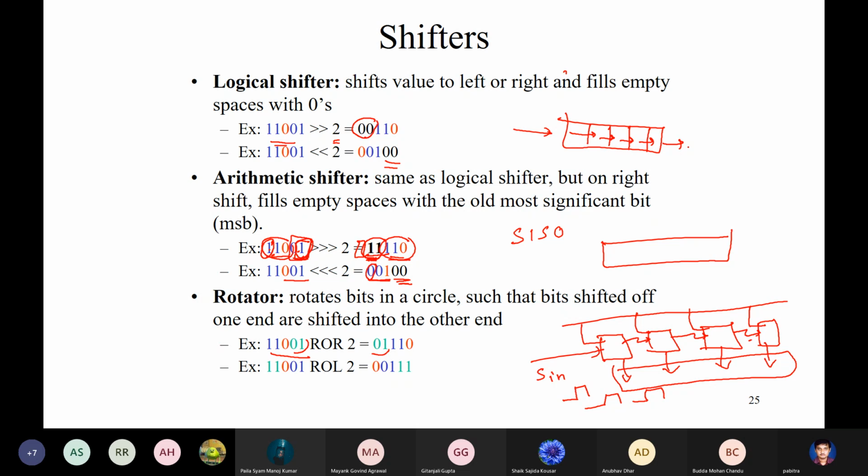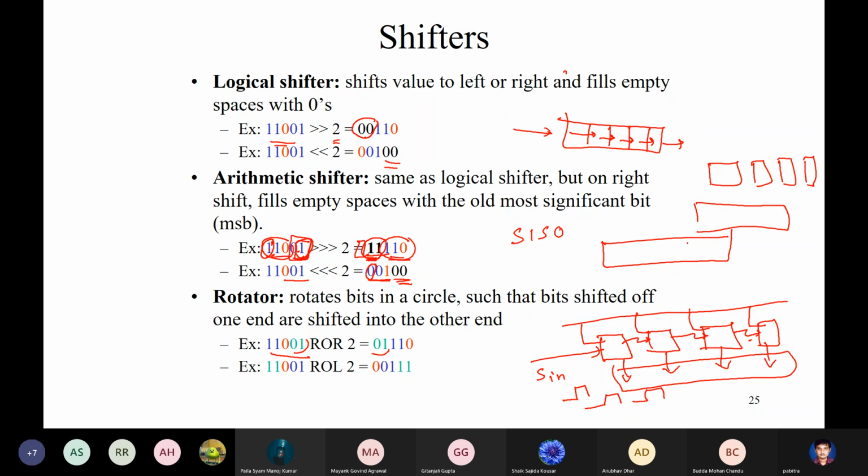Okay. So can you tell me what will happen for a parallel in, parallel out? How do you implement a parallel in, parallel out shift register? What kind of extra line or signals would you require? Sir, clock and 4 inputs and 4 separate outputs. Clock, 4 inputs, 4 separate outputs. Very good.